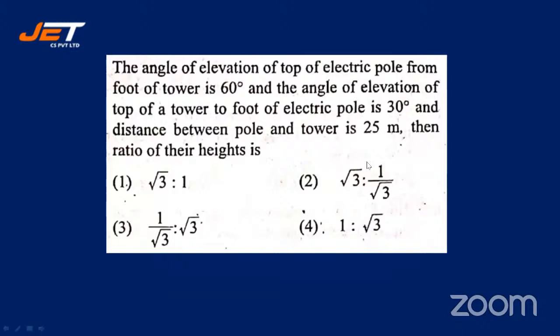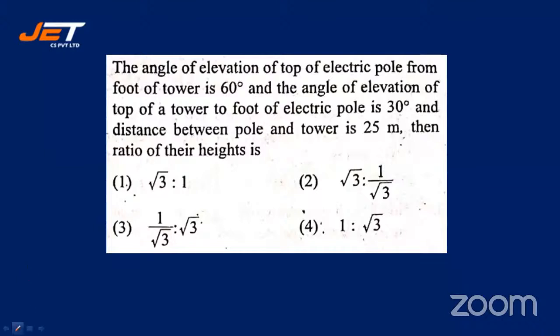See the next question. The angle of elevation of top of electric pole from foot of tower is 60 degree. And the angle of elevation of top of a tower, from foot of electric pole is 30 degree. And the distance between the pole and the tower is 25 meter. Then what is the ratio of their heights? All right. So you need to find out the ratio of their heights.